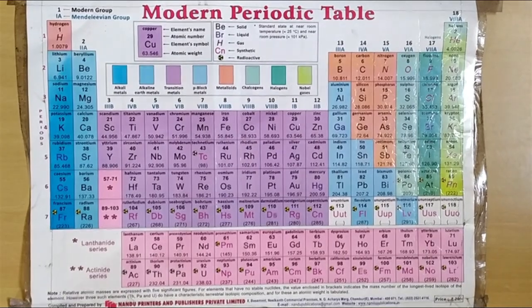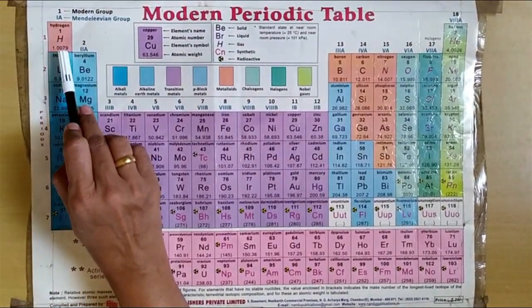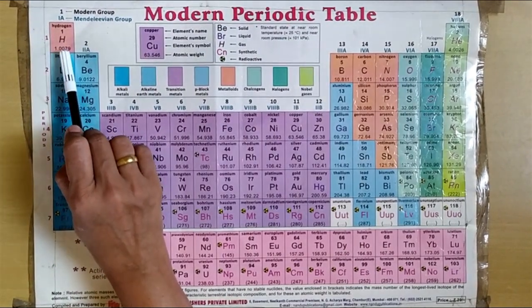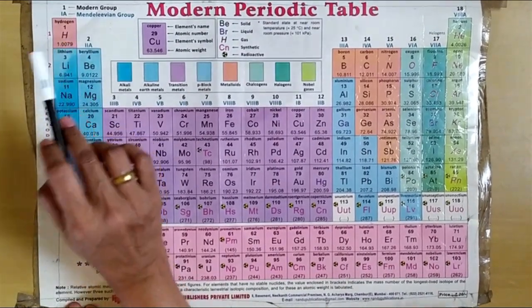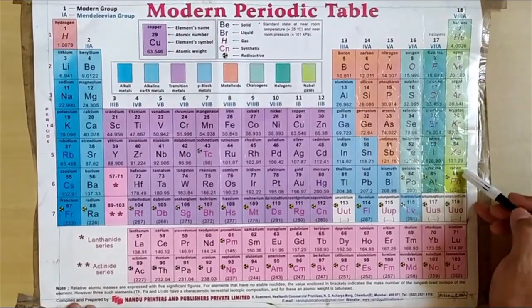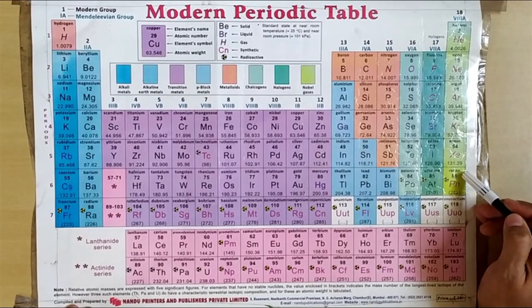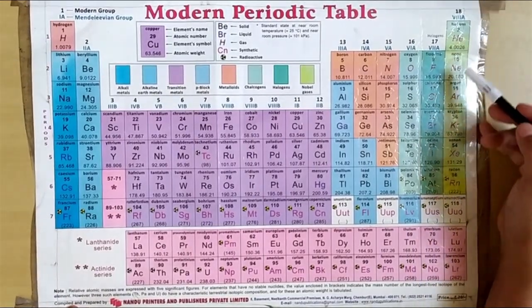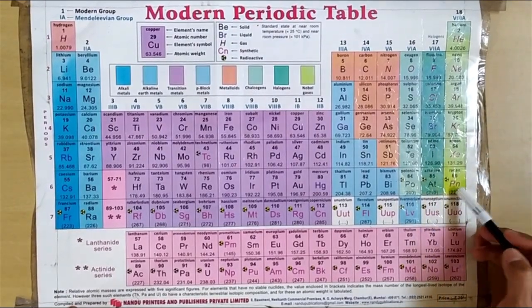Okay. Now hydrogen is placed in the first group as well as the first period. First position is given to hydrogen. Then the 18th group is about the inert gases, also called the zero group elements or the noble gases, that is helium, neon, argon, krypton, xenon and radon.